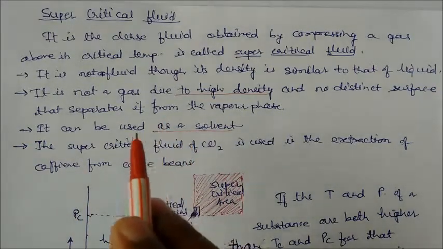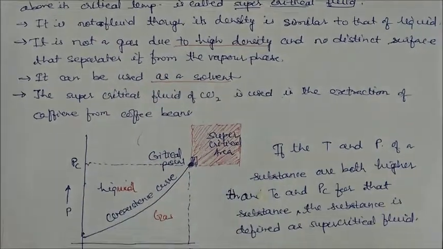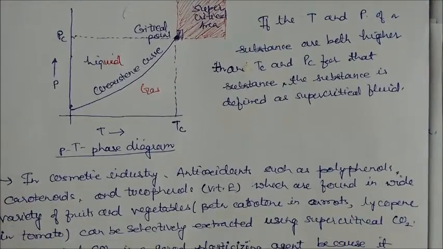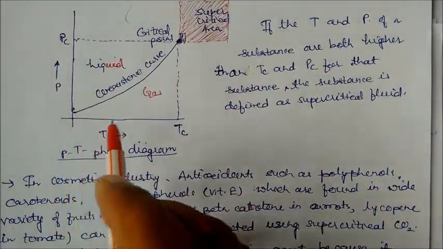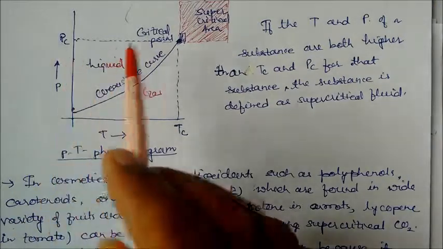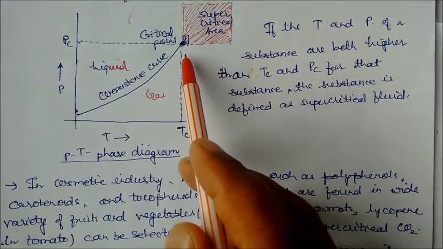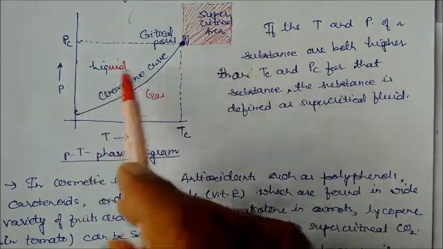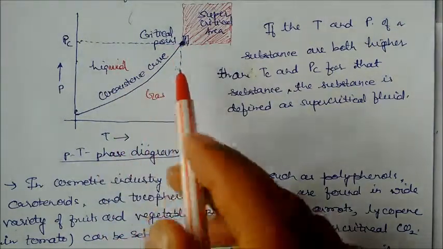So these are some properties of the supercritical fluid. You can see from this graph also. This is the graph of supercritical fluid of carbon dioxide. This is the critical point, where the phases mix together. That is the critical temperature, critical pressure, and the critical volume.